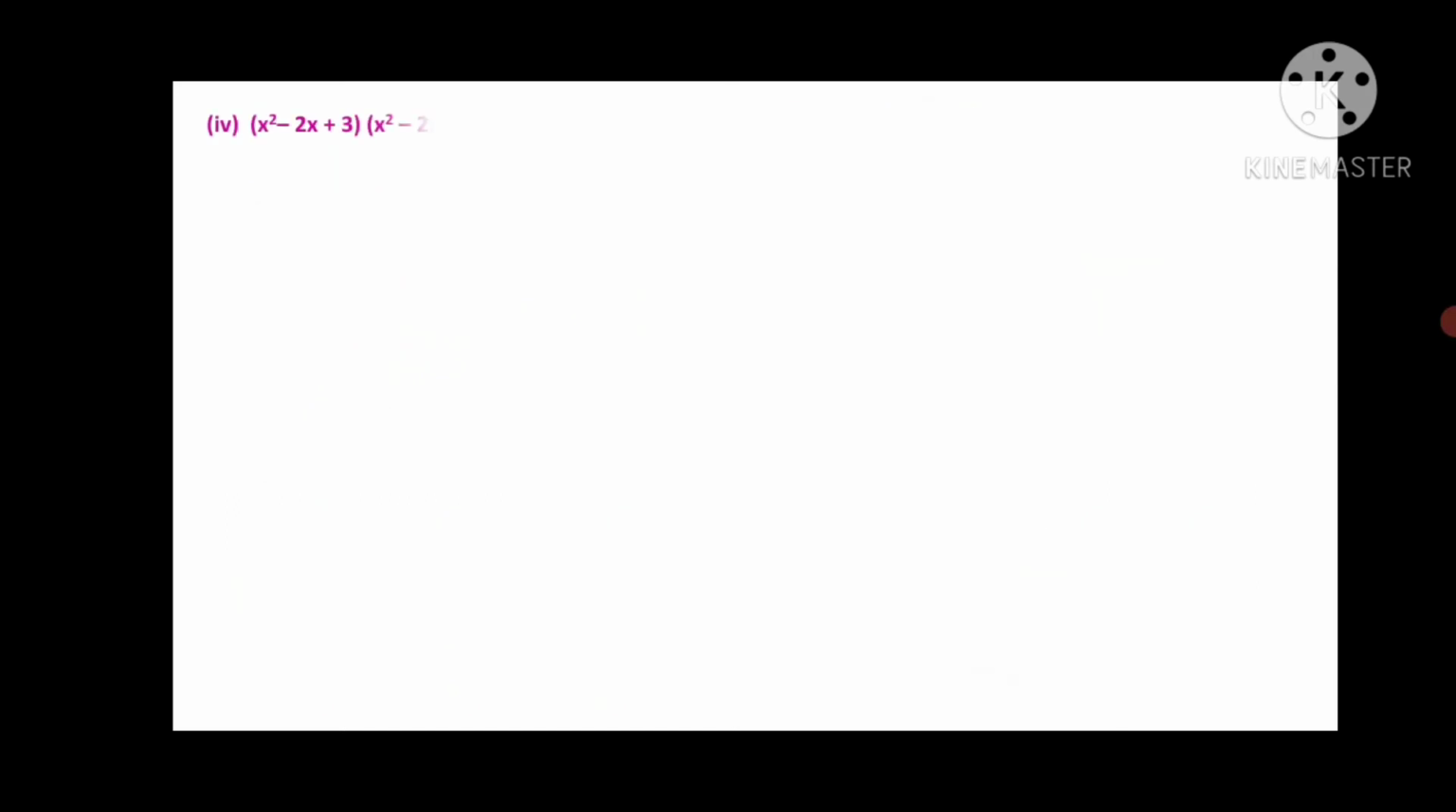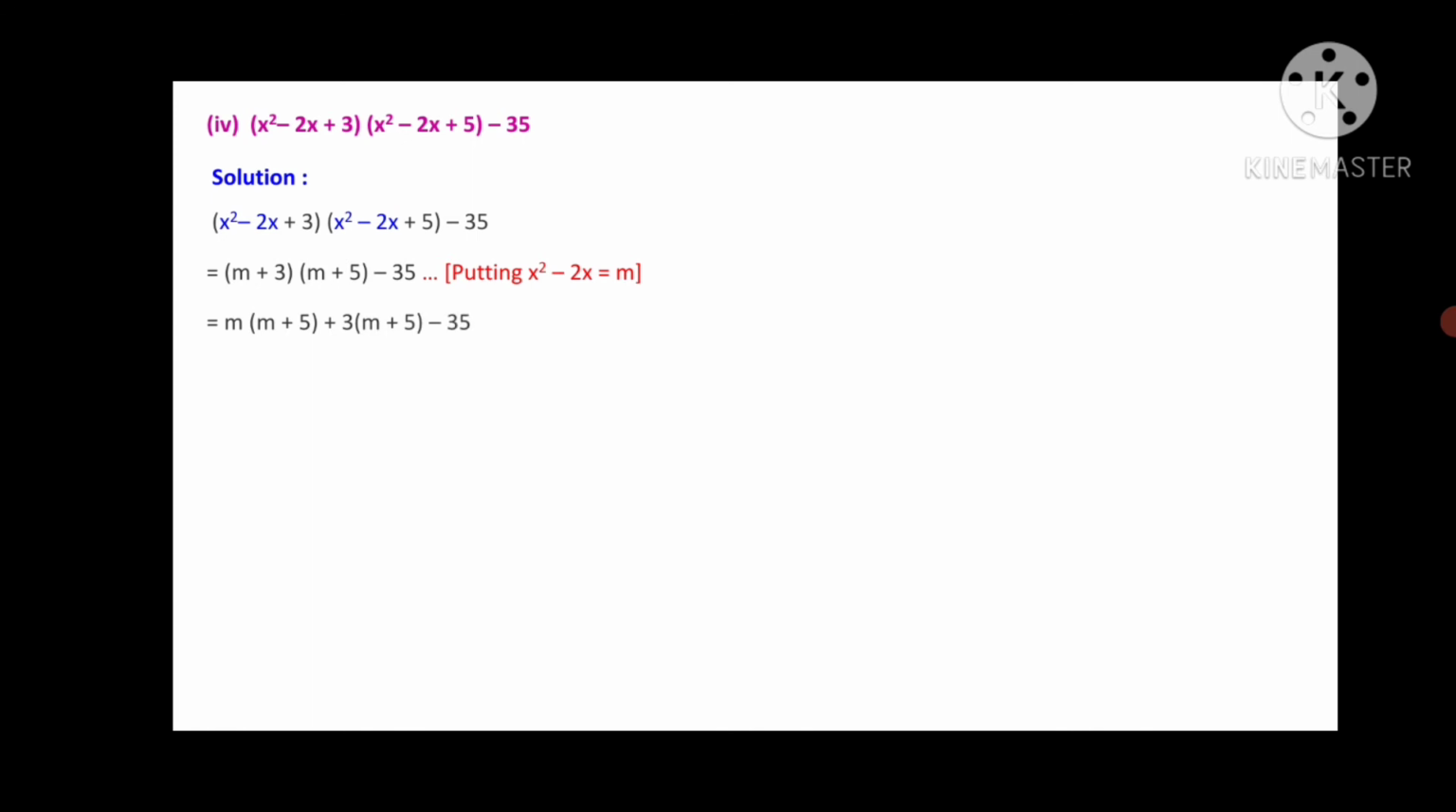Now we'll see problem number 4. x square minus 2x plus 3 in one bracket, another bracket, x square minus 2x plus 5, minus 35. Friends, here you could see that the given x square minus 2x plus 3 and x square minus 2x plus 5 minus 35, here x square minus 2x is replaced with m, so m plus 3 with m plus 5 minus 35. We'll do this product, that will be m square plus 5m plus 3m plus 15 minus 35. So you will get that m square plus 8m minus 20, that is plus 15 minus 35, that is minus 20.